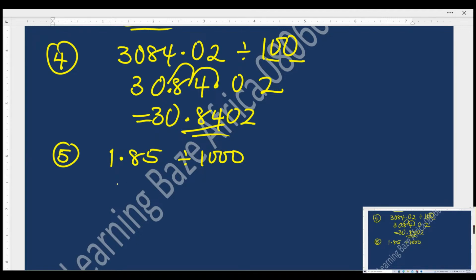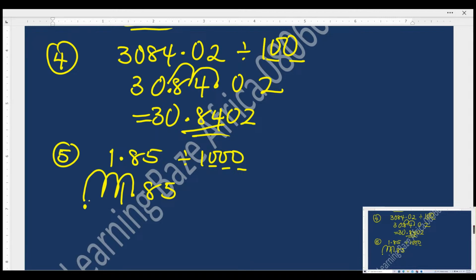Now, this is what you're going to do. Write out 1.85. Let's begin dividing by 1000. We are to move the decimal point to the left. Now, how many times? If you look at 1000, you will see that 1000 has 3 zeros. So let's move the decimal point to the left 3 times. Let's do it. 1, 2, 3. So the decimal point will have to be where we stopped counting.